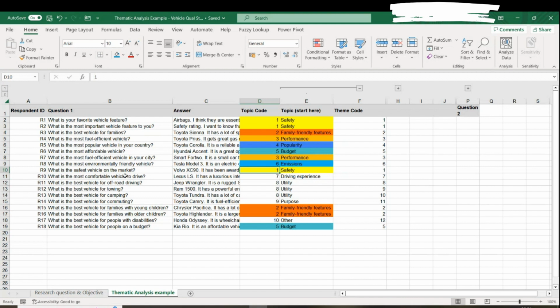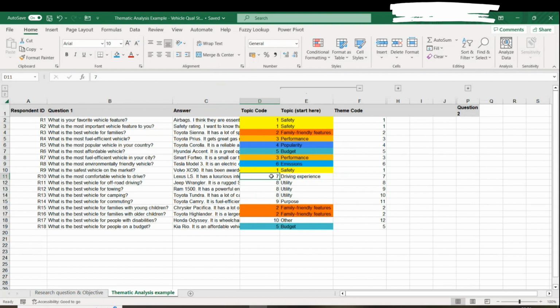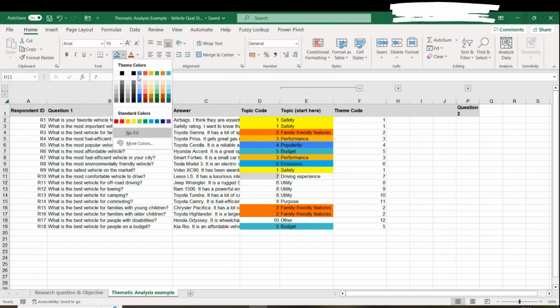Then we go to the next, which is respondent number 10, where we asked, what is the most comfortable vehicle to drive? They said the Lexus LS, because it has a luxurious interior and a smooth ride, which makes it a pleasure to drive. So this person, as you can see, pleasure to drive, so they're into the driving experience. So even inside the luxurious interior and smooth ride, that speaks to the driving experience that this person is after. So our next code, we would then give it driving experience.